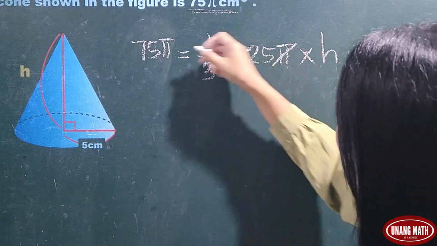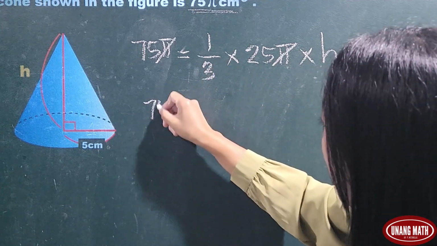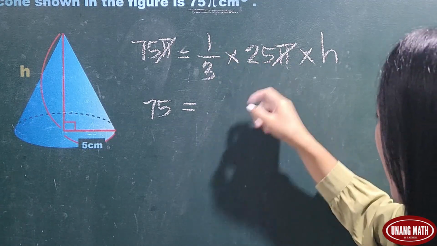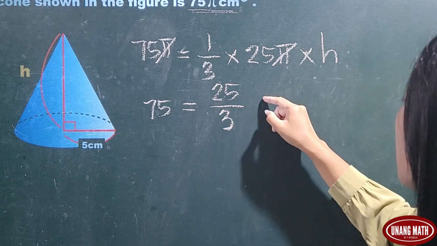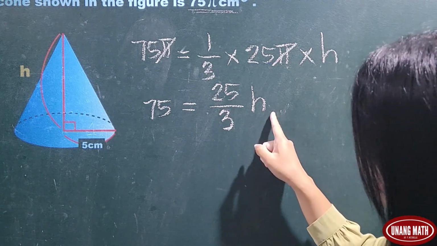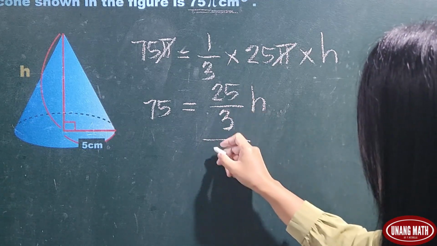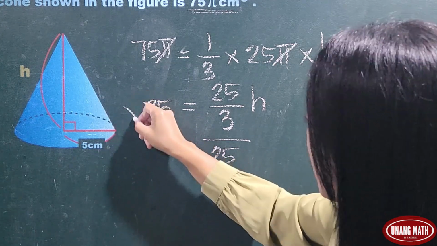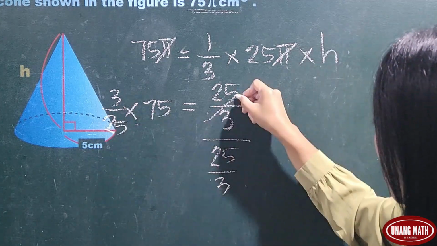Simplify. Pi will be canceled. So what we have here is 75 equals 1/3 times 25, so it's going to be 25 over 3, times the height. To find the value of the height, we have to divide both sides by 25 over 3. So here, we can just multiply by 3 over 25. So this will be simple.